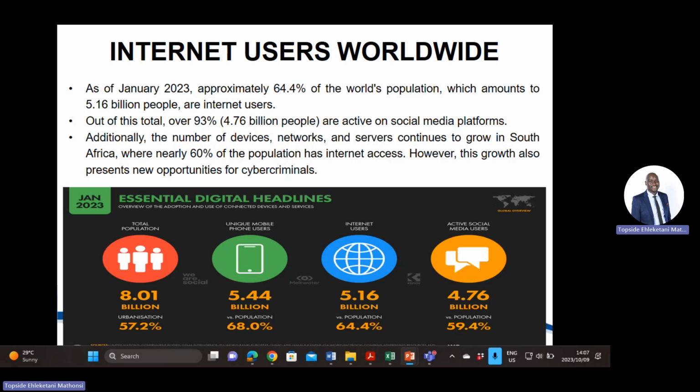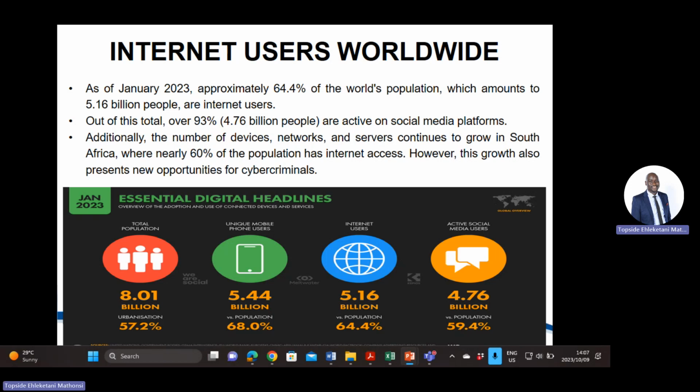We'll first look at internet users in the whole world. As of January 2023, approximately 64.4% of the world population, which amounts to 5.16 billion people, are internet users. So you can see there is a huge number of internet users, which gives an opportunity to cyber criminals if there are people who are not aware of some of the attacks that these criminals use.